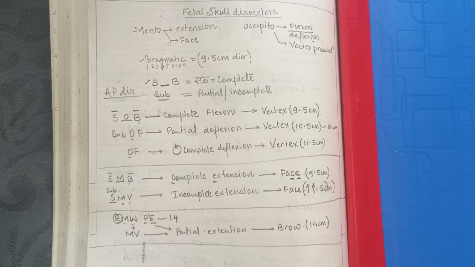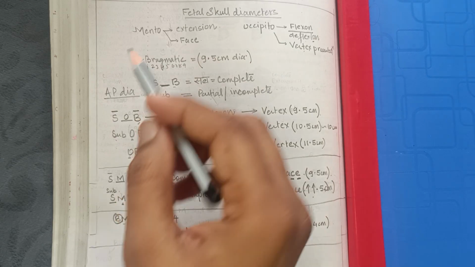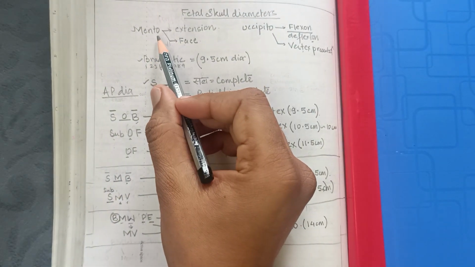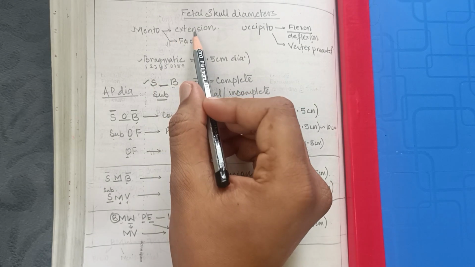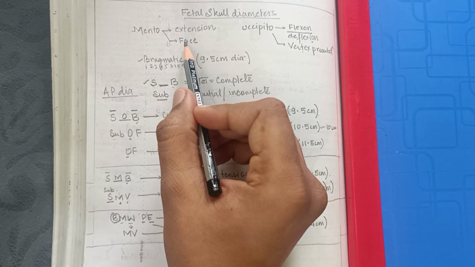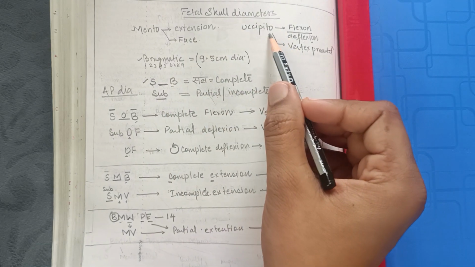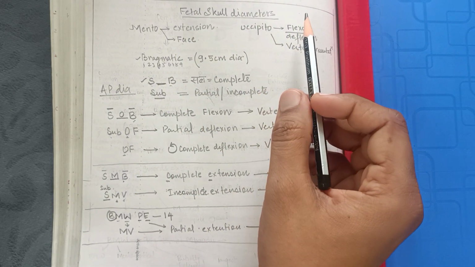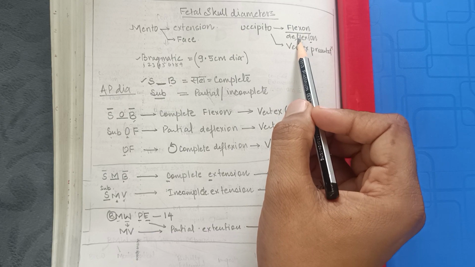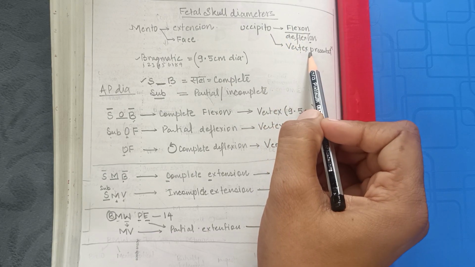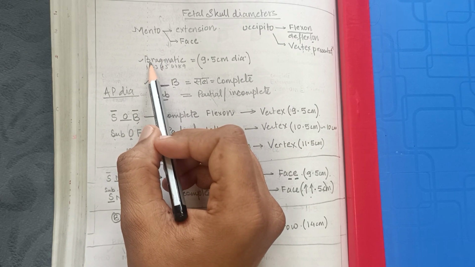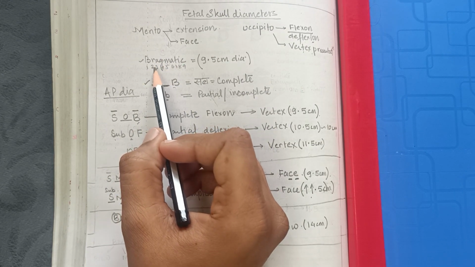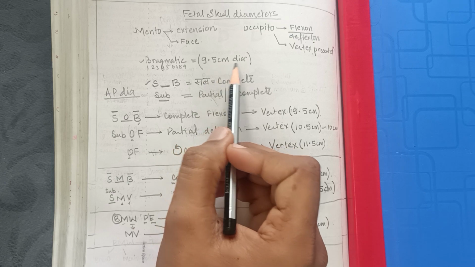Okay, for fetal skull diameters, first let's learn shortcuts. First, mento means extension. Mento is extension and mento is for the face. And whenever there is occipito, we have to remember flexion or deflection, and it always has vertex presentation. All right, and bregmatic is a 9, so it will have 9.5 diameters.